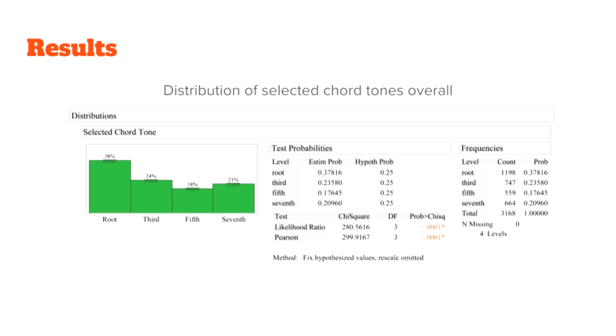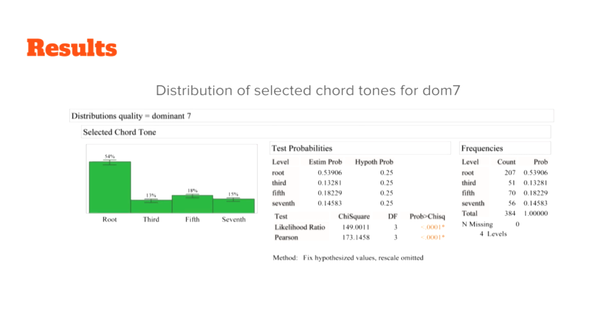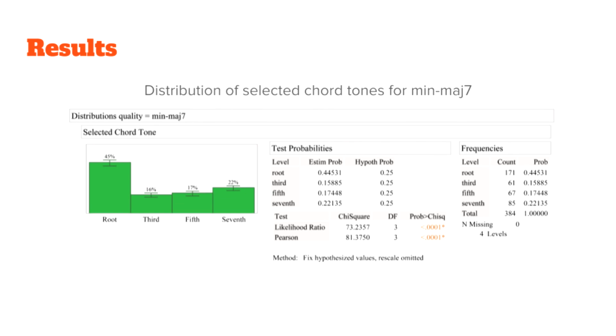Overall, looking at all chord tone selections from participants for all chord qualities combined, the tertian root was chosen significantly more often than the other chord tones. Separating these results out by chord quality, beginning with major 7, there is an even more pronounced selection of the tertian root over other chord tones. This, as well as all other remaining qualities to follow, was significant. Dominant 7th chords also had a similar distribution favoring the tertian root, and again for minor major 7 chords, though not as large of a difference.